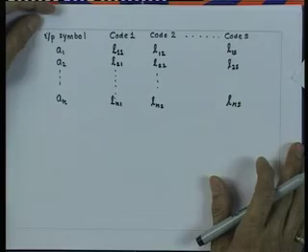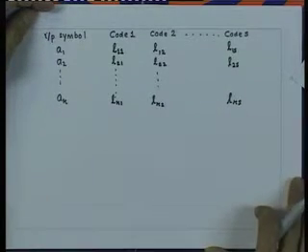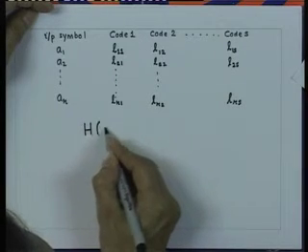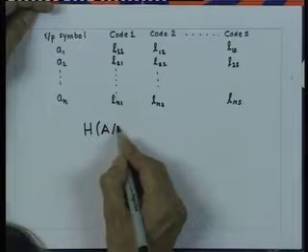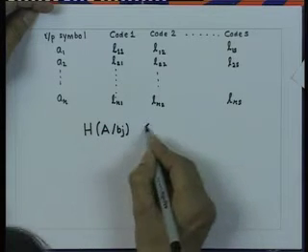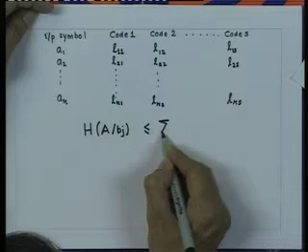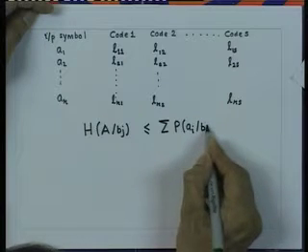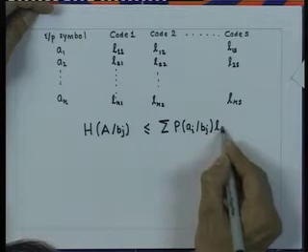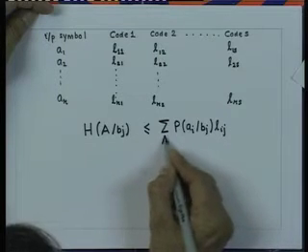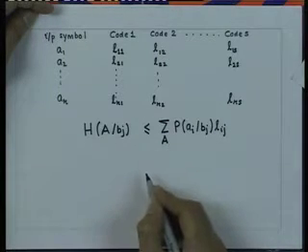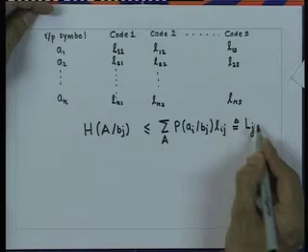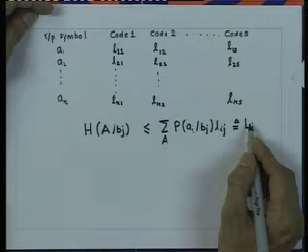So, we may apply Shannon's first theorem, which we had studied earlier, to each code separately, and we obtain that the entropy of A given Bj will always be less than or equal to the sum of P(Ai given Bj) times Lij, averaged over the input alphabet A, and this by definition we will call Lj. This is the average length for the jth code.